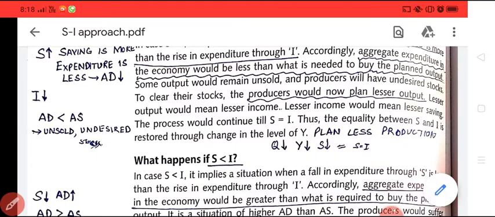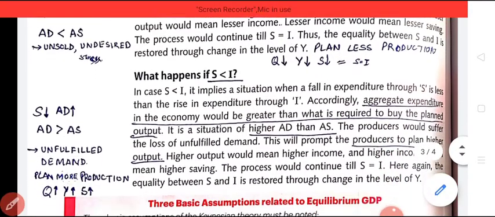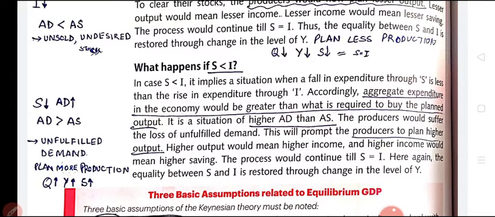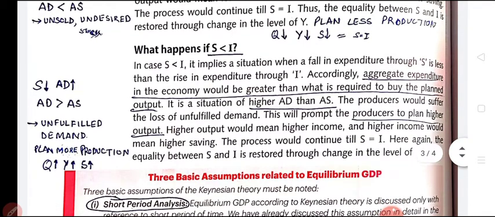Now the second case, what will happen if saving is less than investment, because this is not the equilibrium. If saving is less than investment, people are spending their money more and they are saving less. When they are spending more, they are demanding goods and services more, which will increase the level of aggregate demand, and aggregate supply would be less. It means production is less in the economy and producers are going to suffer the losses of unfulfilled demand. Now, what will they plan further? Since demand is more, they will plan more production.